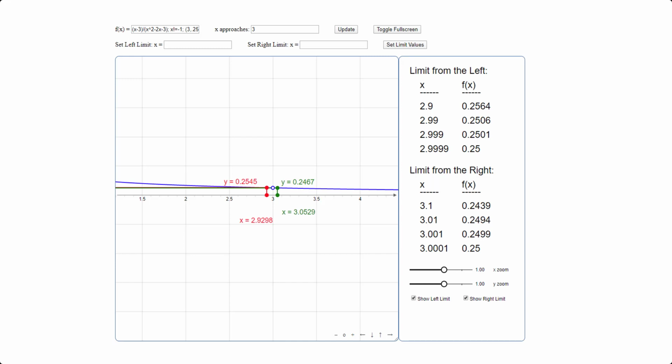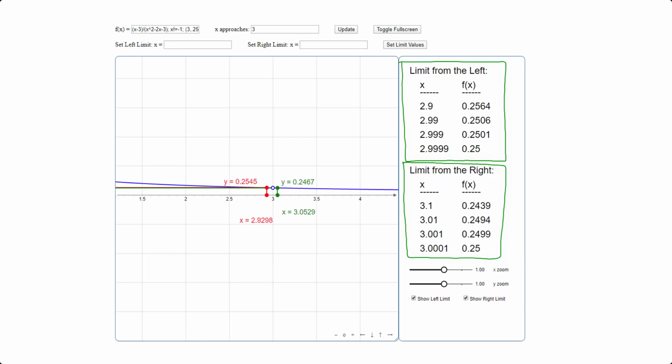But how do you do that outside of this program? If you just have a calculator, how are you going to do that? Well, the standard way is something similar to what you see over here on the right-hand side. On the right-hand side, we have a table representing the limit from the left and a table representing the limit from the right.